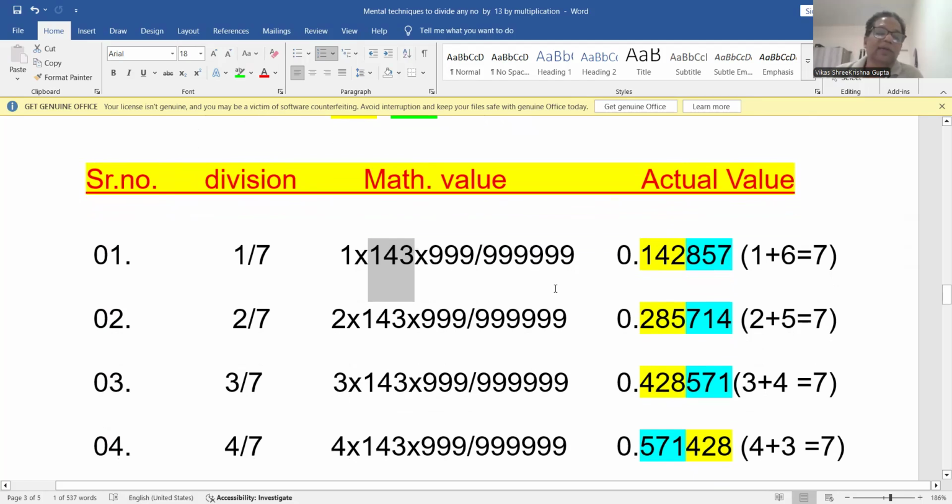In the same way, for finding 2 by 7, I have to multiply 2 into 143. Now 2 into 143 is how much? It is equal to 286.